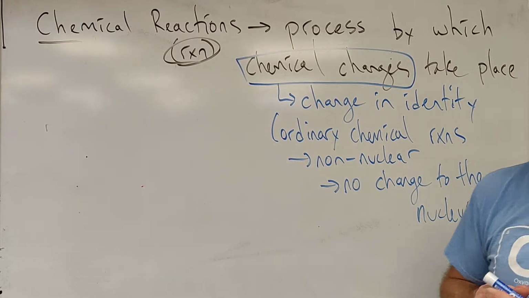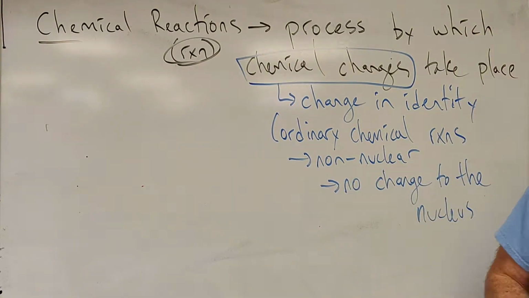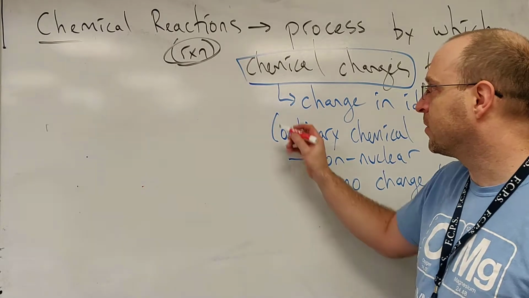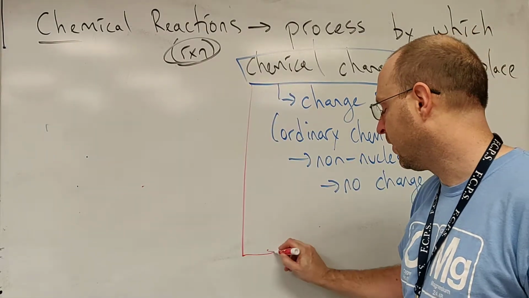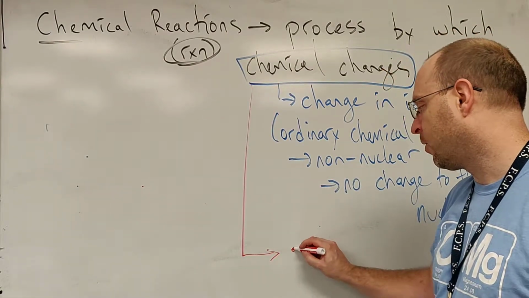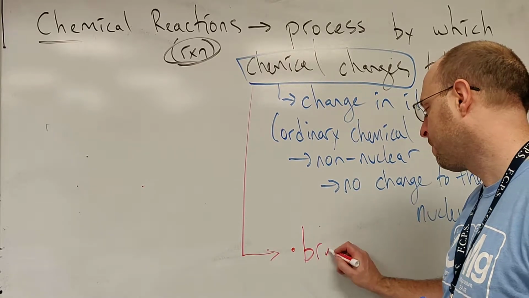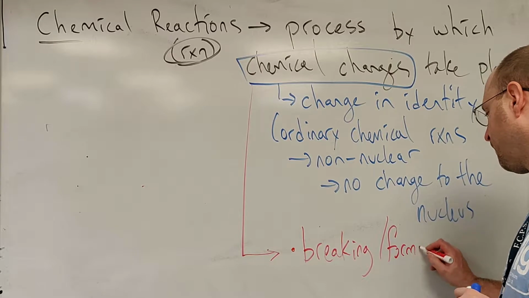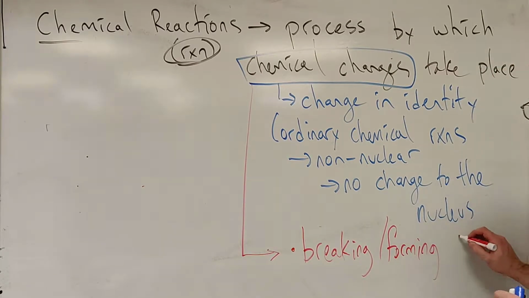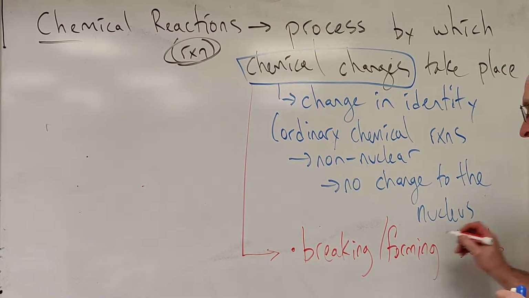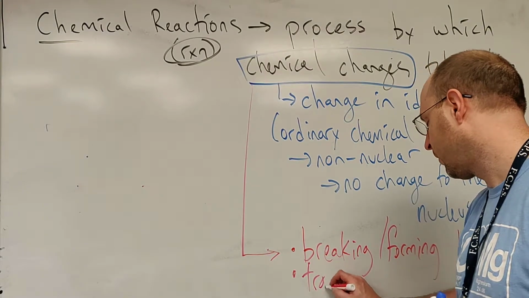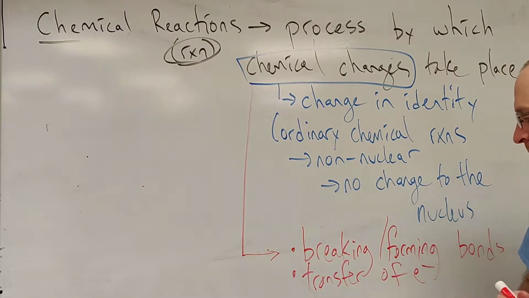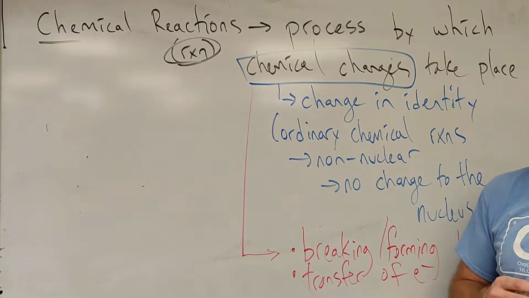All right? So I had said moments ago that our main types, our primary ways that we have this change in identity, is we have some breaking or forming of chemical bonds, and/or we have some transfer of electrons. And that's going to be the basis for how our chemical reactions take place.